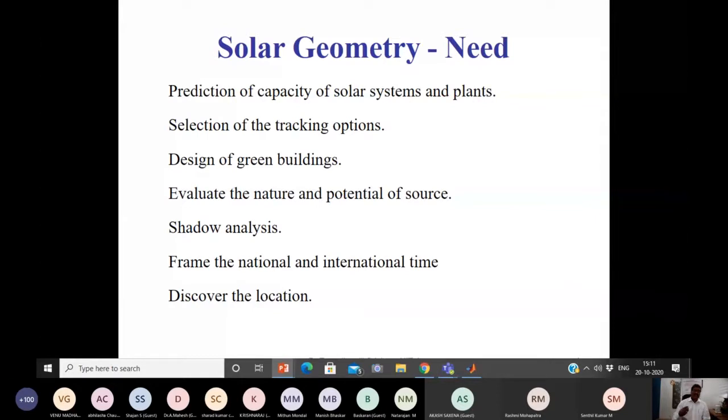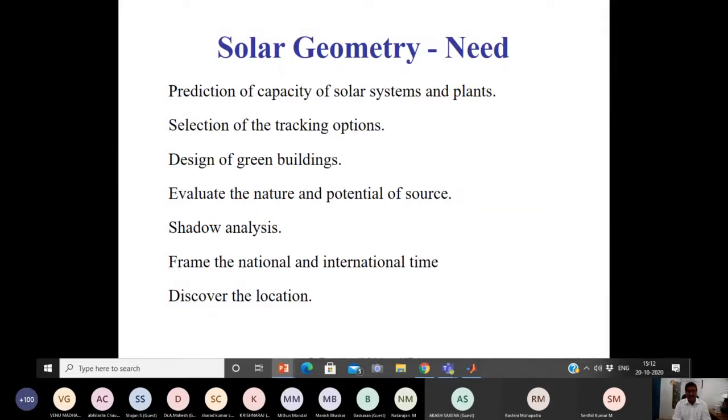And in another direction, for example, there is an unknown location. This unknown location, how to trace it based on the solar geometry? This is the reverse direction of problem solving. In the unknown location, we don't know the latitude and longitude, but based on the observation, that is the solar geometry or sun-earth relations, it is easy to identify the latitude and longitude.